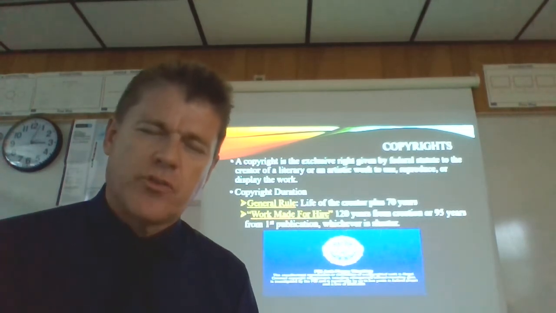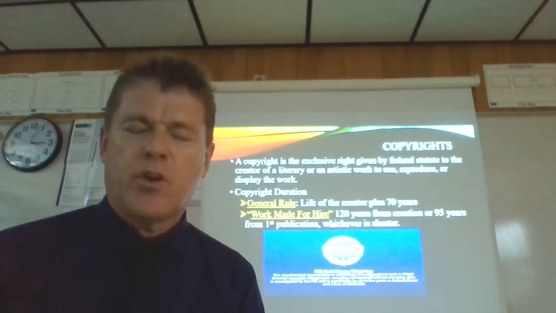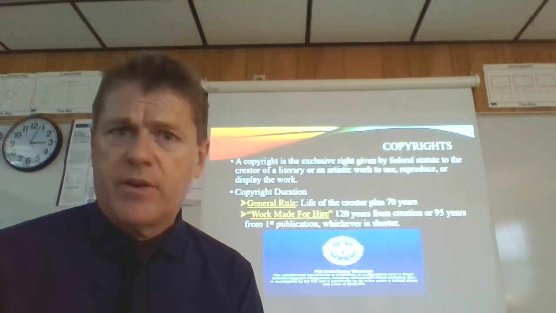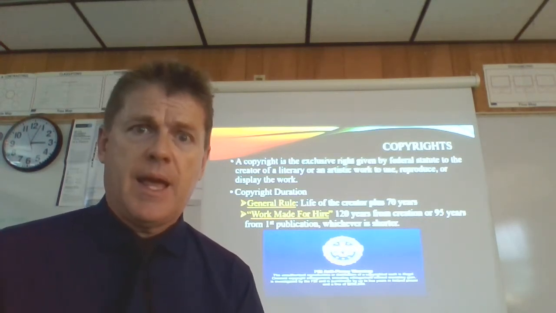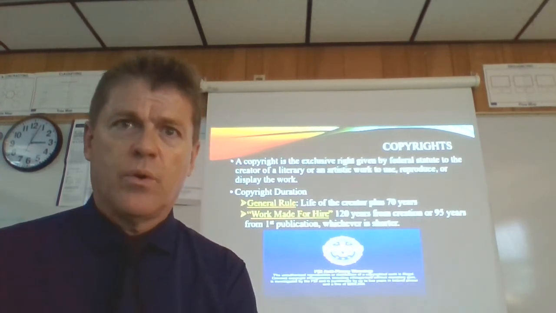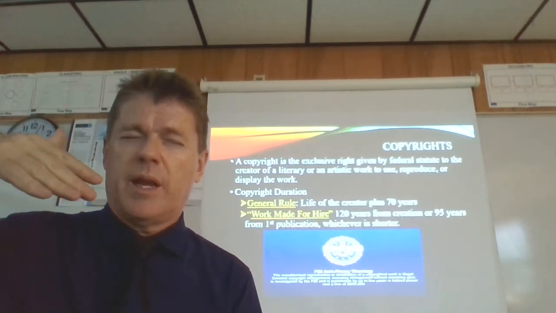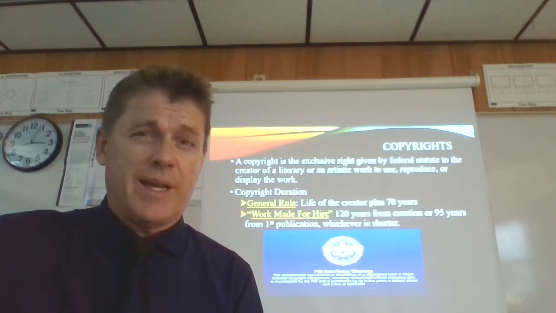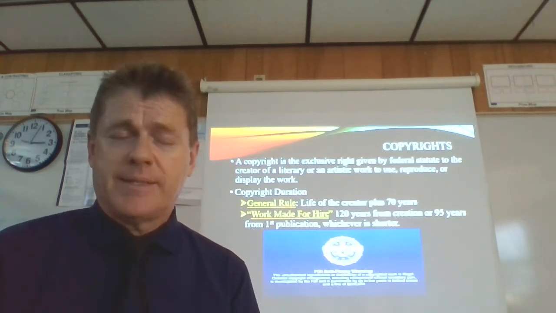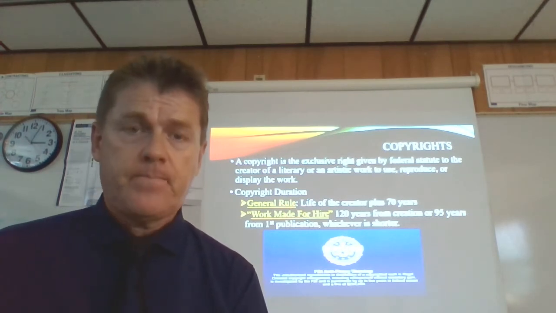Copyright, we have a fixed duration, and it depends on how it is created. The general rule is it's for the life of the creator plus 70 years. So let's say that I'm 50 years old and I write a song, and if I die tomorrow, it's good for 70 years after death. So we're looking at 2020 plus 70 is 2090, I think. I'm not very great at math, so I have to apologize. But let's say 2090. After 2090, it becomes public domain. Public domain means anybody can use it.